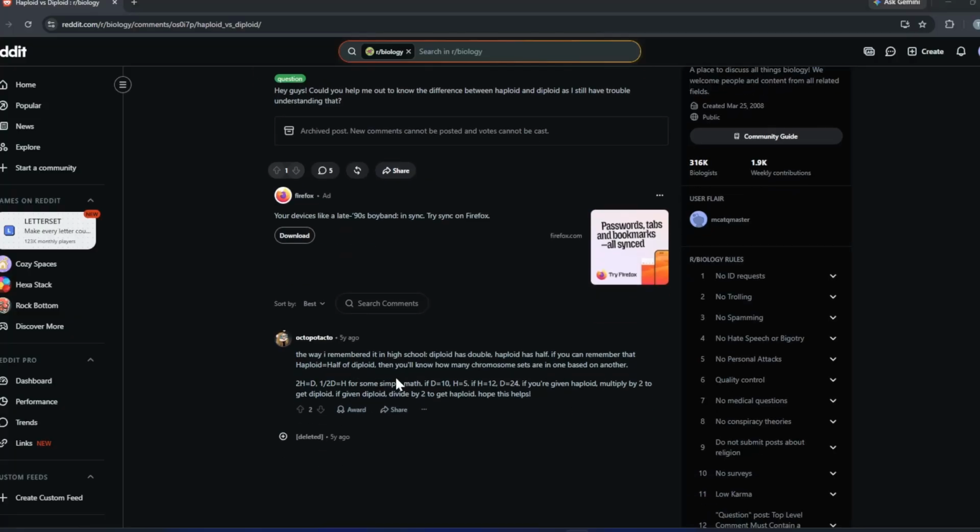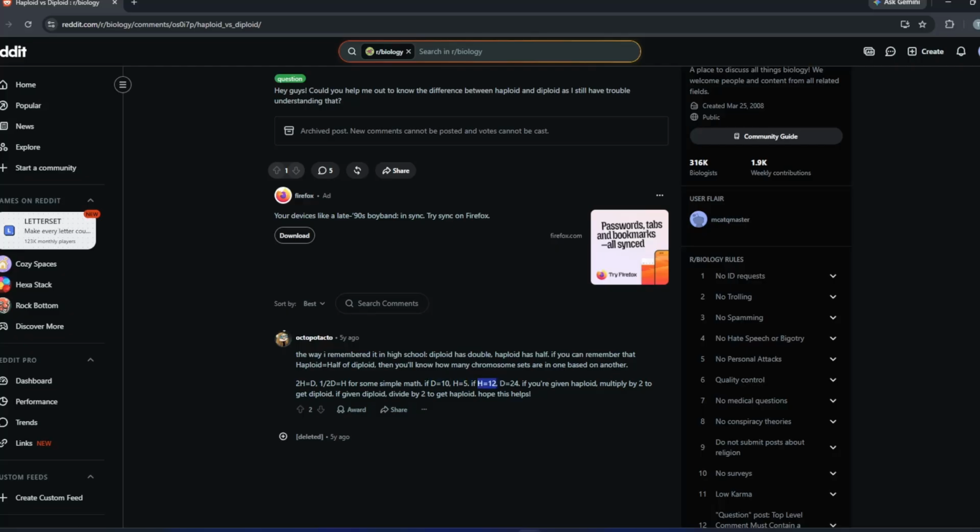Here I found another resource where someone explained it really well, and they said, the way I remember in high school, diploid has double, haploid has half, and if you can remember that haploid equals half a diploid, then you know how many chromosome sets are in one based on the other. So 2H is equal to D, half of D is equal to H, because haploid is half of the diploid, right? So half of D is equal to H for some simple math. If D equals 10, then H will equal 5, right? Because haploid is half of D.